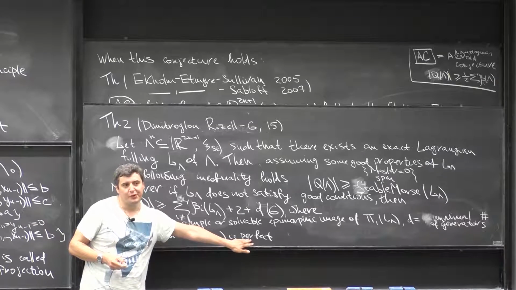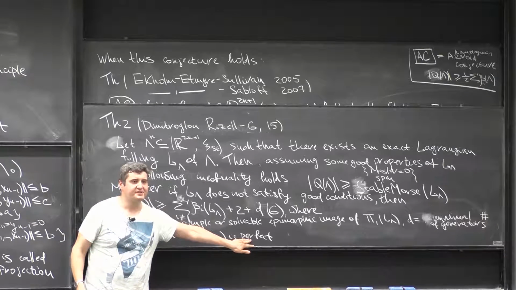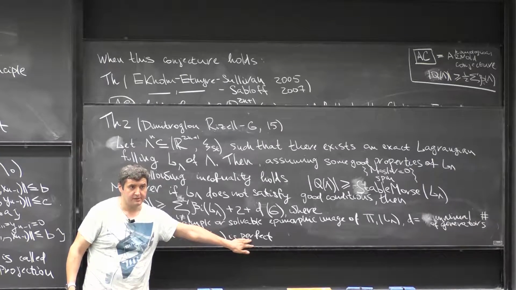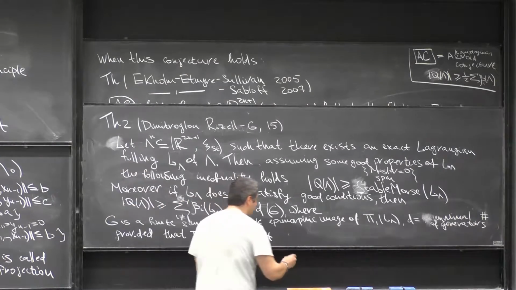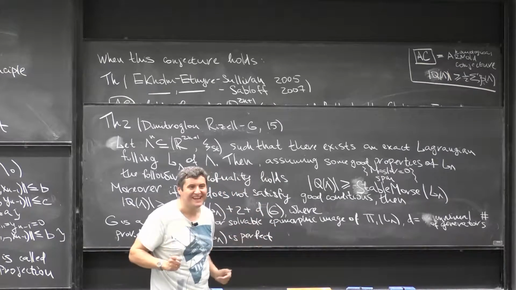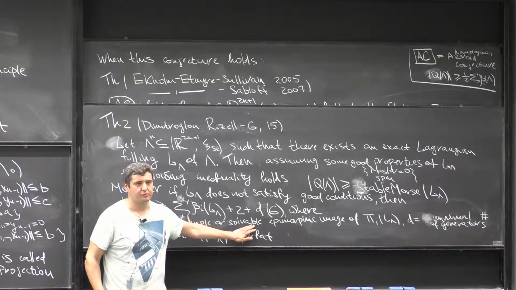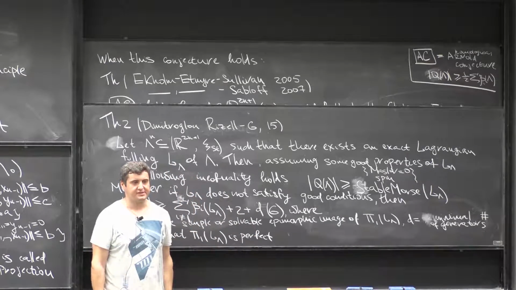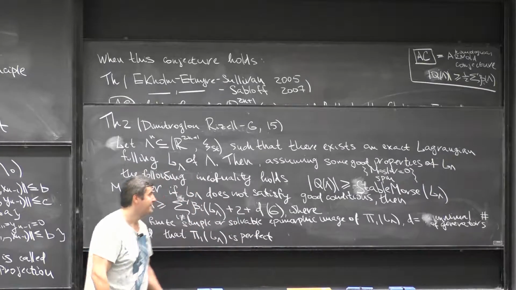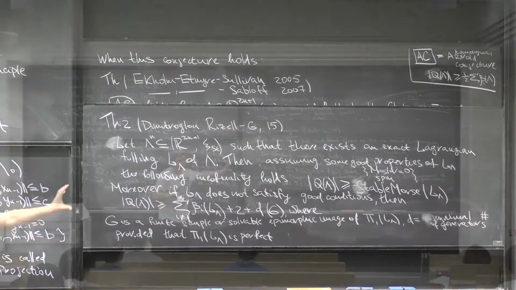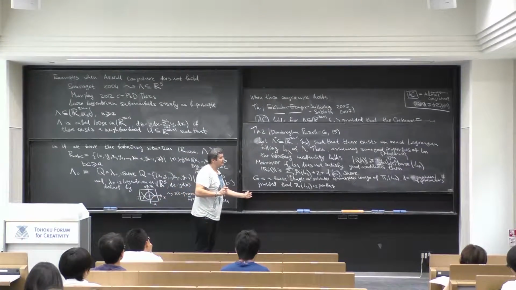Again, a perfect group is just a group with the property that it doesn't have non-trivial abelian quotients. And solvable means that there is a normal series with the property that each factor in the series is abelian. Okay, so let's not use complicated group theory here.